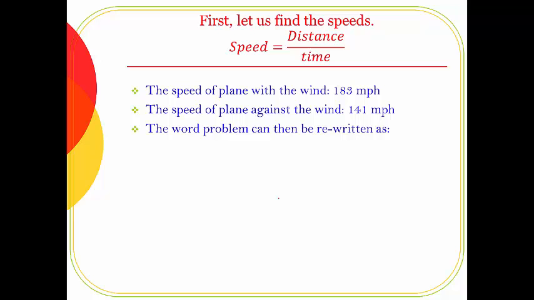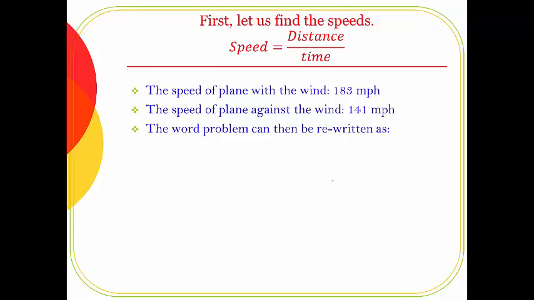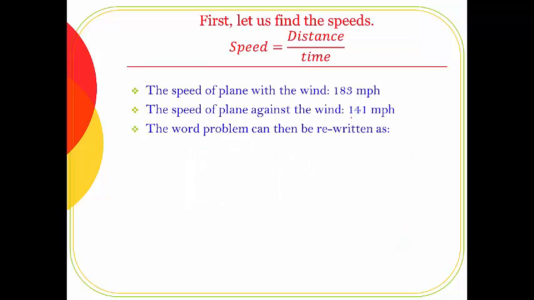So we now find the speed of the plane with the wind, which means 549 divided by 3, which gives us 183 miles per hour. Then we find the speed of the plane against the wind, which is 564 divided by 4. And that gives us 141 miles per hour. We have now got everything in speed.